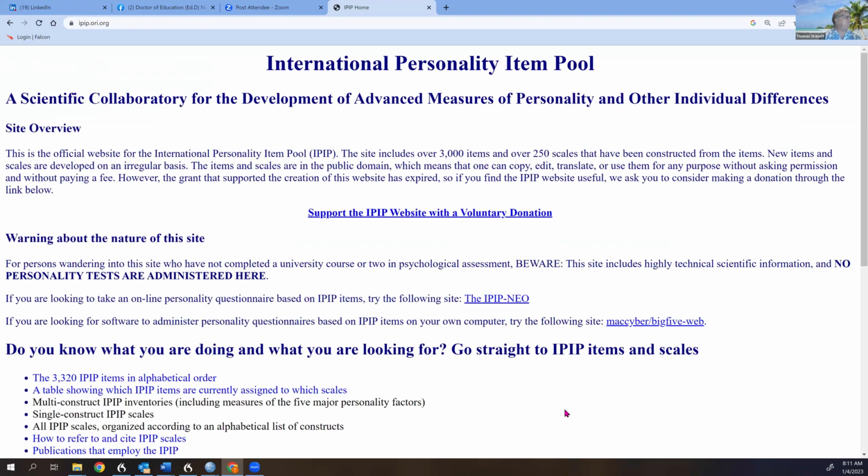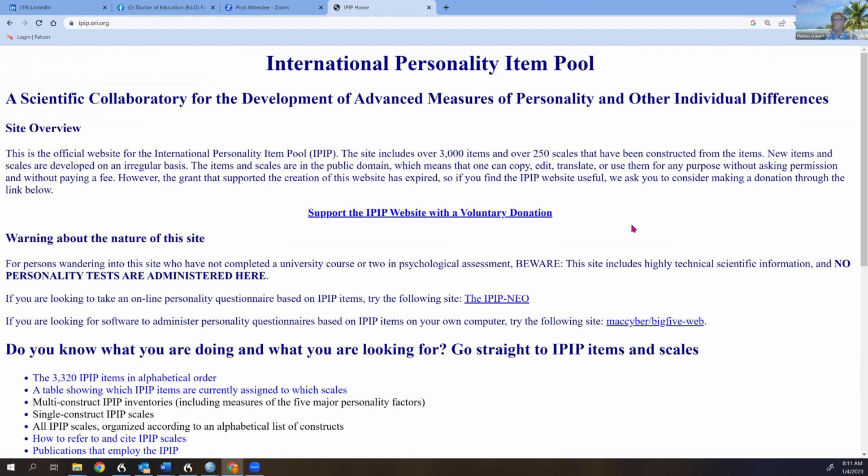This particular website is about as close as you can get to a plug and play dissertation. Let me bring it up so you can see where we're at here. And let me go back to the initial page. So the International Personality Item Pool, the website is ipip.ori.org. This says it includes over 3,000 items in about 250 scales.